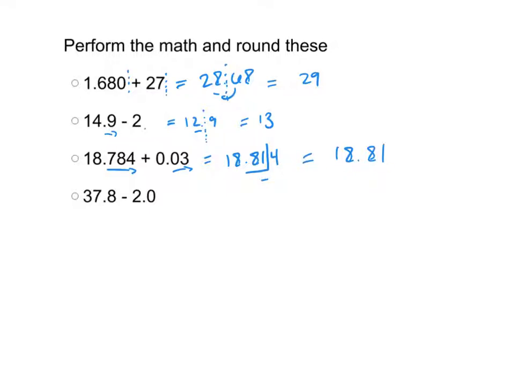Now this last one, 37.8 minus 2.0 is 35.8. And since both of them go 1 past the decimal, my answer goes 1 past the decimal, it's all done. We don't need to round it. In fact, that's the best case scenario when both your numbers go to 1 past the decimal and your answer likewise is 1 past the decimal. So now we've covered and did some examples of addition and subtraction, and remember that's based on the place value.